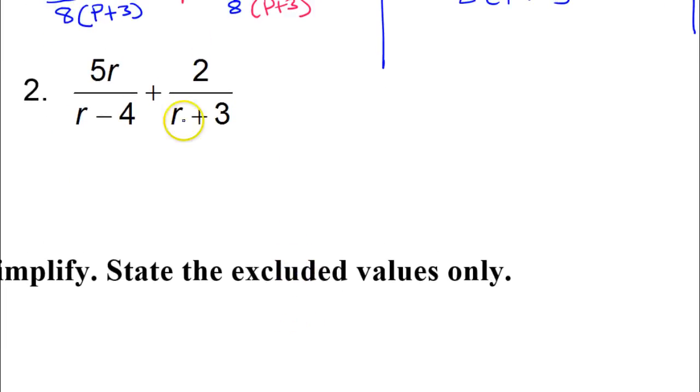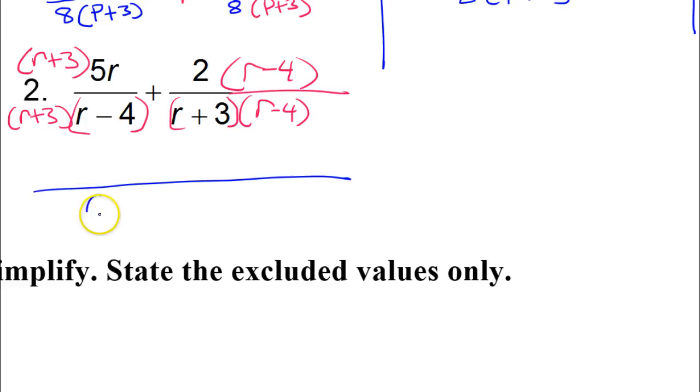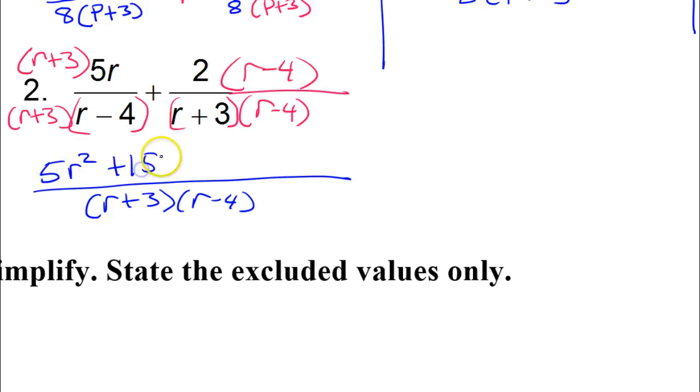So problem number two. Again, we need like denominators, but this time there's nothing to factor, so this is relatively straightforward. The left side is going to need r plus 3. The right side is going to need r minus 4. That makes the denominators the same. So now I can combine these fractions. I will keep my like denominator of r plus 3, r minus 4. A little distributive property here is going to give me 5r squared plus 15r. Distributive property here gives me 2r minus 8.